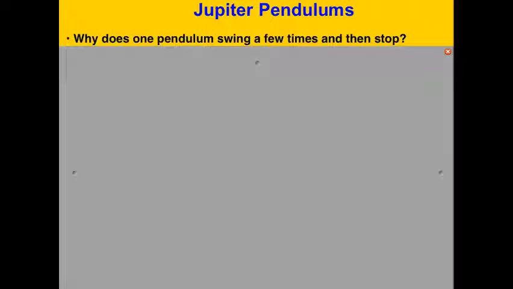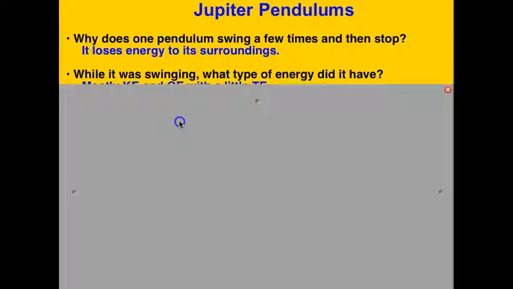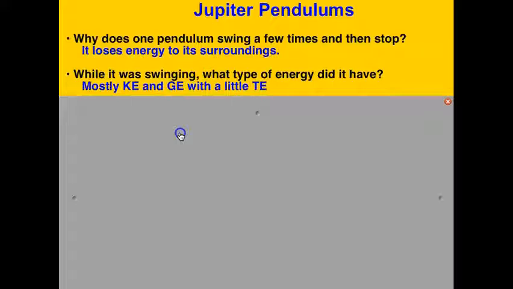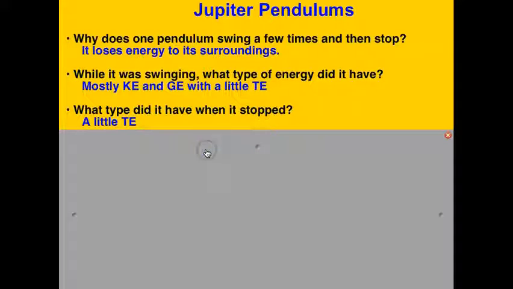Let's go over a couple of things before we get started. Remember the Jupiter pendulums that we used in class? Why did one pendulum swing a few times and then stop, but the other one kept going? Well, it lost energy to its surroundings. While it was swinging, what type of energy did it have? It had KE, it had GE, and remember, it should have a little thermal energy as well. What type did it have when it stopped? If it stopped, it no longer has any KE or GE, so it just has a little thermal energy.